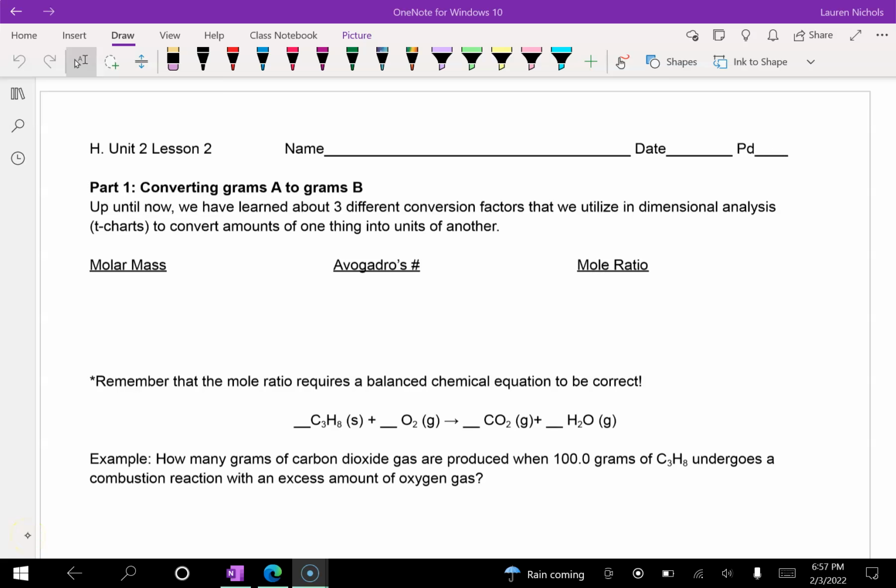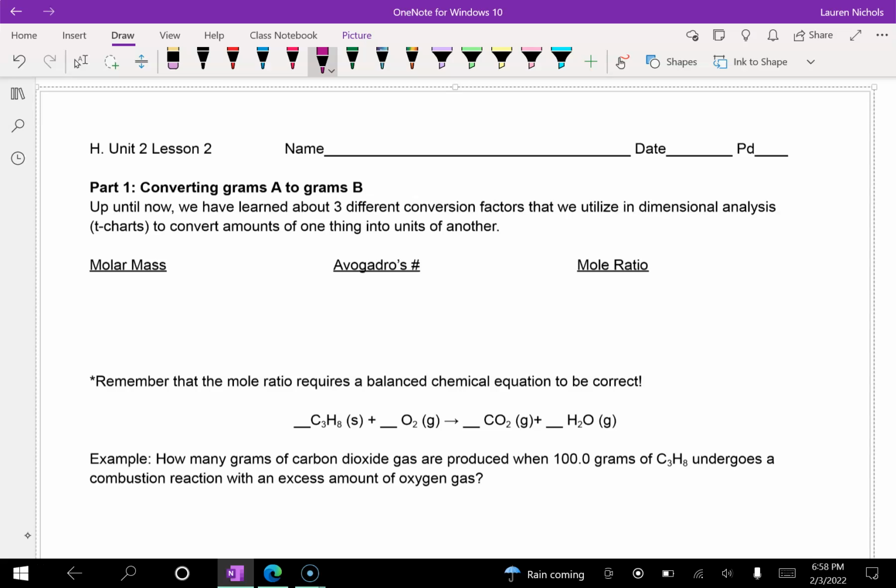All right, everyone. So in this lesson, we're going to be learning about converting grams of one chemical to grams of another. So this is just a continuation of what we did in the previous lesson. So up until now, just to recap and review, we've learned about 3 different conversion factors that we use in dimensional analysis or T-charts.